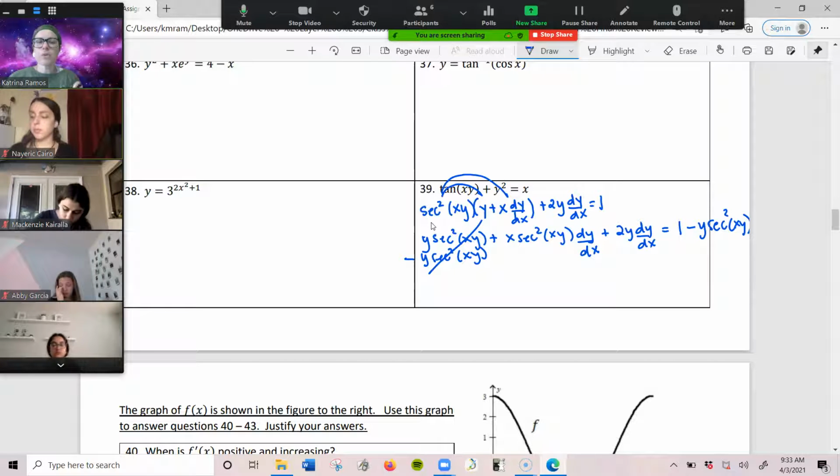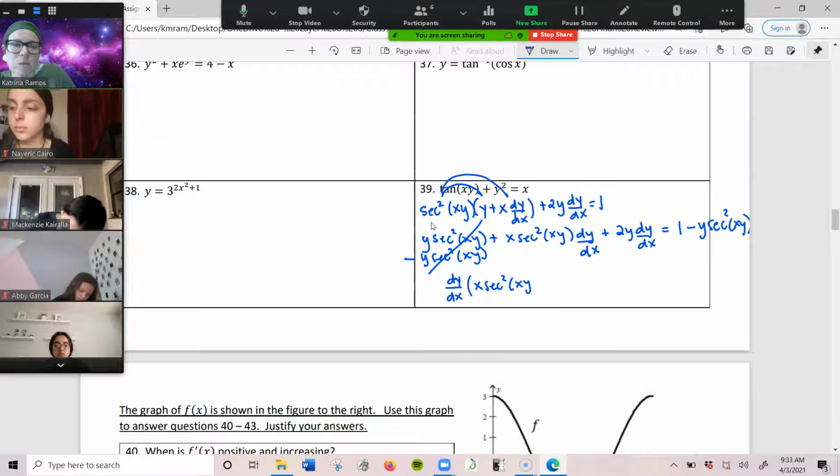Once you have only the terms that have dy/dx on one side of your equation, then what you do is you factor out the dy/dx. So that way we can then divide by whatever is still left in that parentheses. So from here on this side, I'm going to factor out that dy/dx, which leaves me with x secant squared of xy plus 2y, which is equal to 1 minus y secant squared of xy.